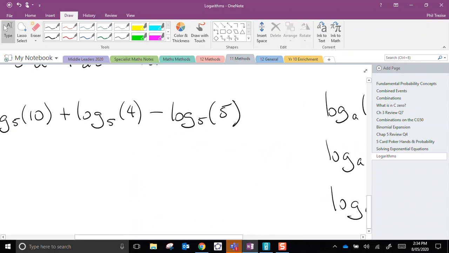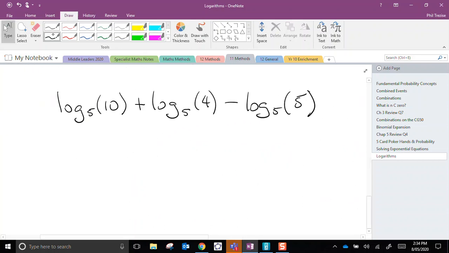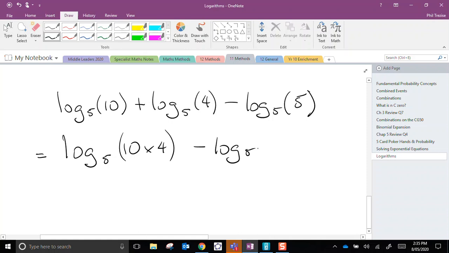So let's see if we can apply those rules over here. Now, I note that all of these are the same base, so I should be able to write this all as a single log to base 5. When I say 10 adds to the 4, it's the logarithm of 10 added to the logarithm of 4. So it's really the same as if I went 10 multiplied by 4. I still have here minus log of 5, base 5.